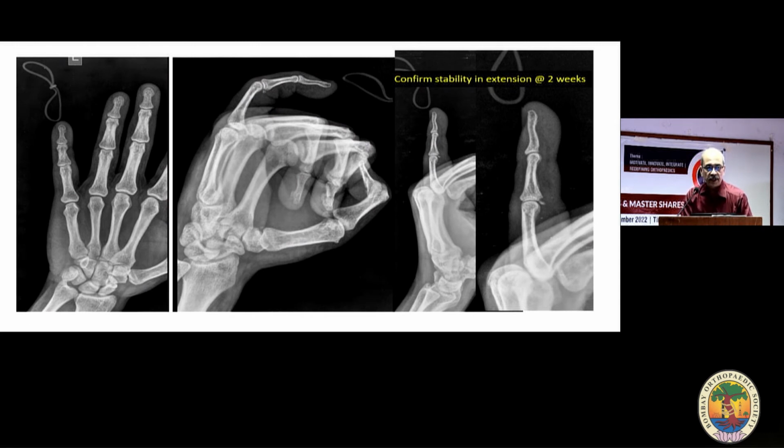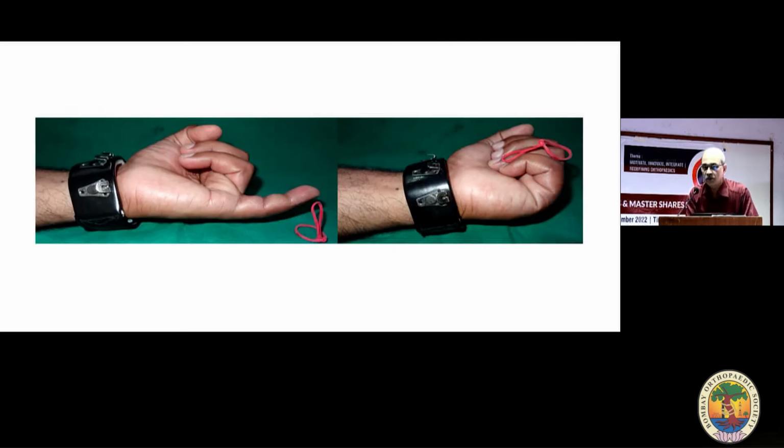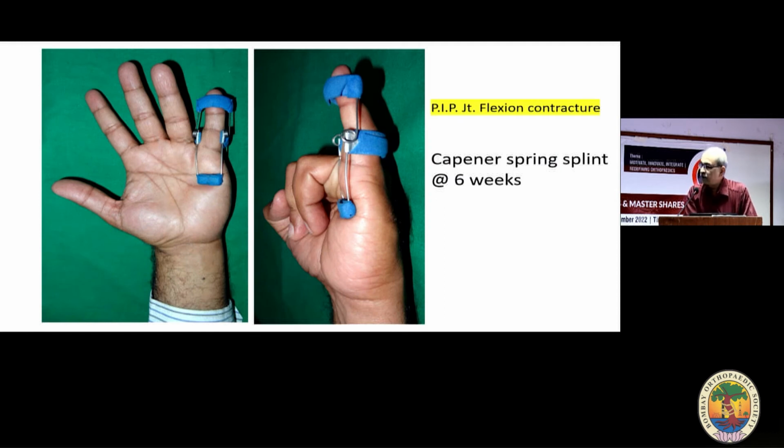If the patient is cooperative and comes for follow-up, I ensure that the joint is stable after 2 weeks by taking an extension-flexion view. It tells me that the joint is not going to subluxate further, and then I start mobilizing him. And the PIP joint contracture, if it occurs, if it is stiff, I give him a Capener splint, or you can correct it with a dorsal gutter splint also. But you should not give this strong splint before 6 weeks. You can treat it with a dorsal gutter splint, which is not a dynamic splint, after about 3 weeks.